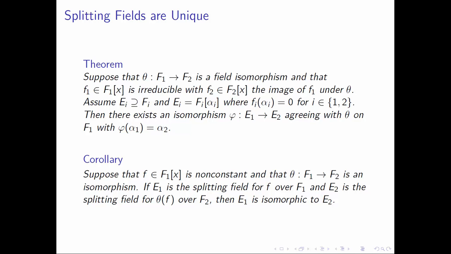It's, suppose that f is a polynomial in F1 adjoined x. It's non-constant. And again, we're going to assume that theta is a field isomorphism from F1 to F2. We're going to assume that E1 is the splitting field for f over F1, and that E2 is the splitting field for the image of f, theta of f, over F2. And what we're going to prove then is that E1 is isomorphic to E2. So we're going to prove it generally if theta maps from F1 to F2, but the real corollary that splitting fields are unique occurs when the field F1 is equal to the field F2, and theta is the identity map. Then if you use that particular instance of the corollary, you get that splitting fields are unique.